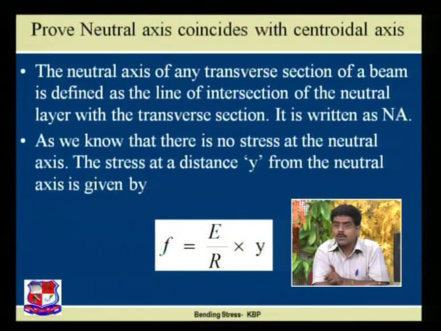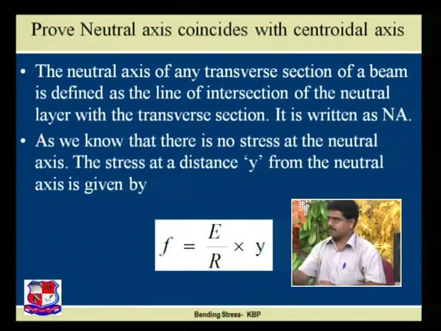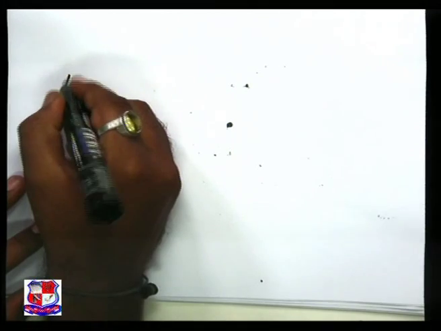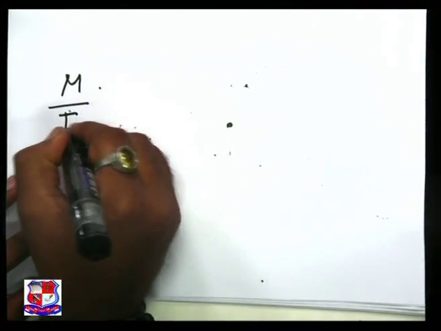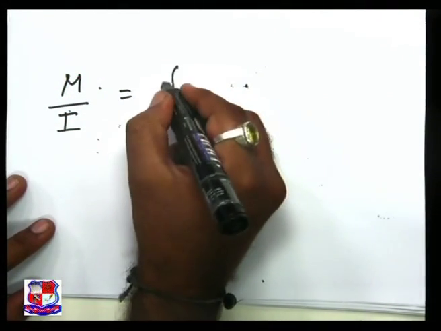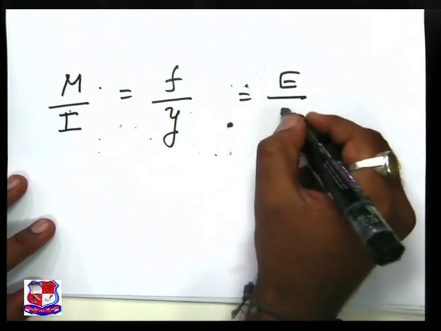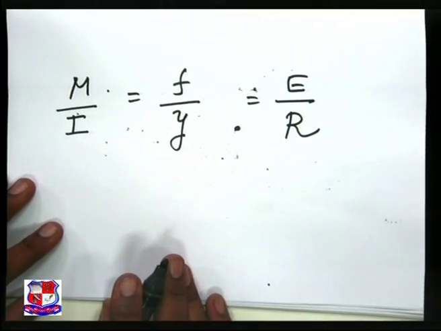This equation, because this whole chapter of bending equation is based on this single equation. So let us understand this equation on this tabletop. The equation is M over I is equal to F by y is equal to E over R.